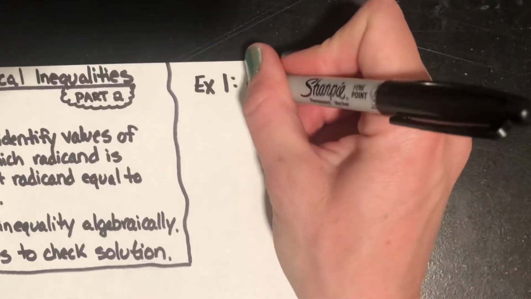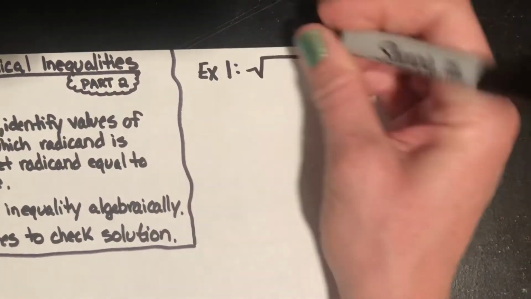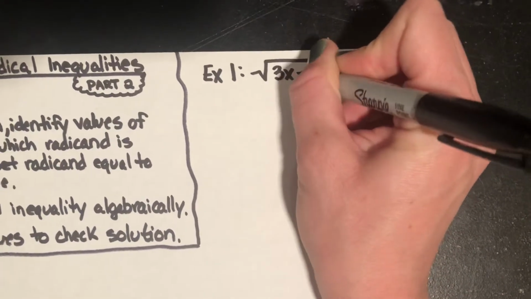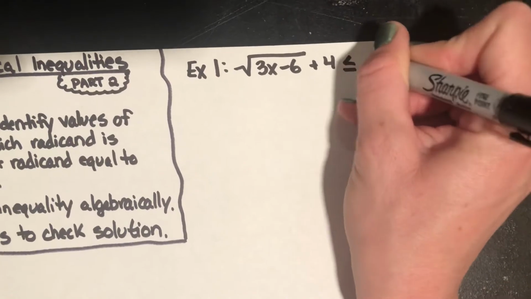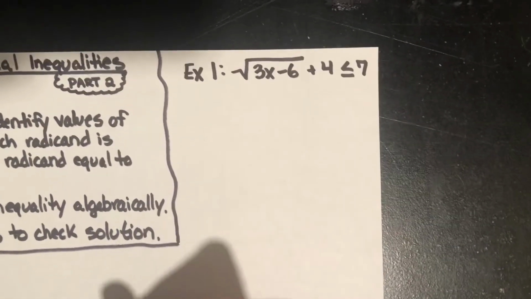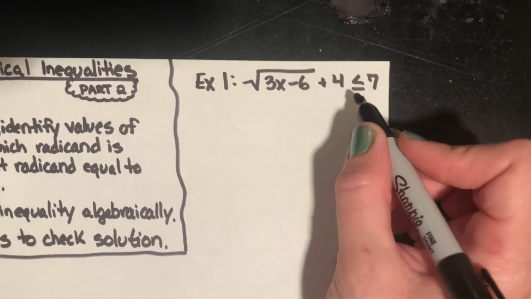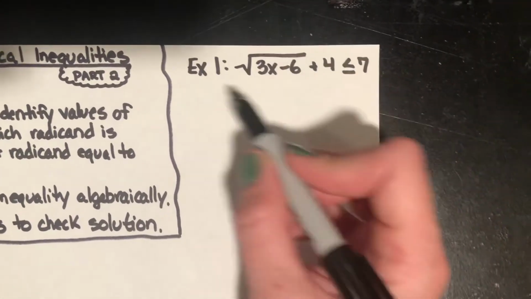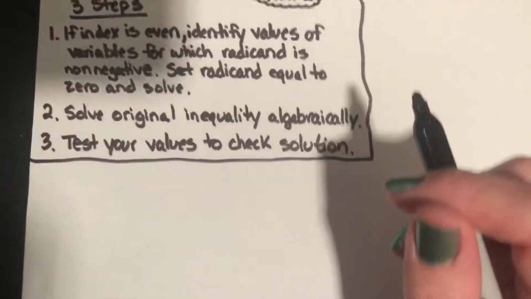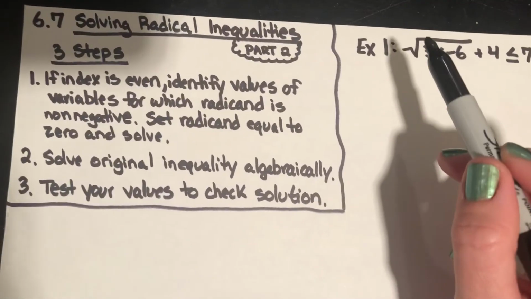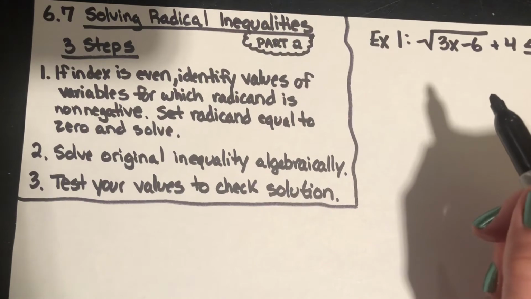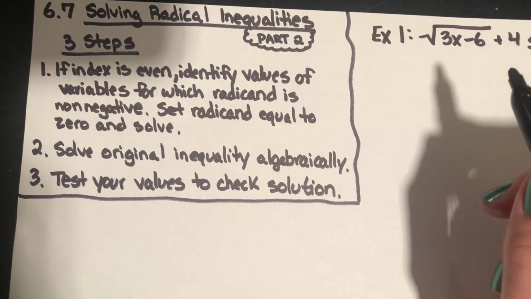So example 1, our only example. For this example, we are going to do the square root of 3x minus 6, plus 4, is less than or equal to 7. First, we're going to look at our index. Our index is 2, so our index is even. That means we need to identify the values of the variable for which the radicand is non-negative.